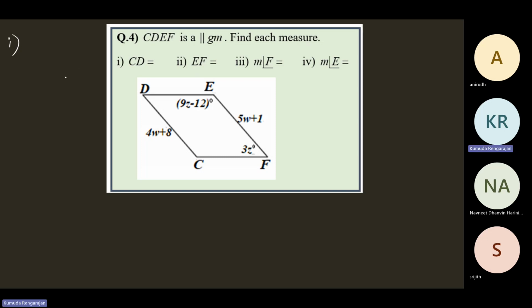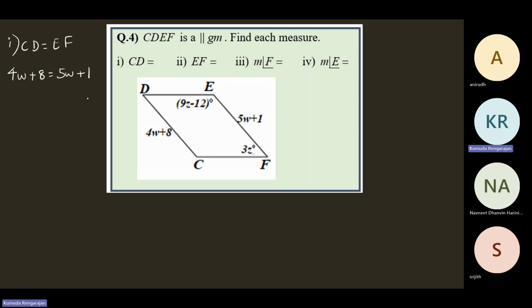All right. So we know that in a parallelogram, opposite sides are equal, right? Yes, ma'am. So CD is equal to EF, correct? Because opposite sides are equal. CD is equal to EF. CD is given as 4W plus 8, which is equal to EF, which is 5W plus 1.